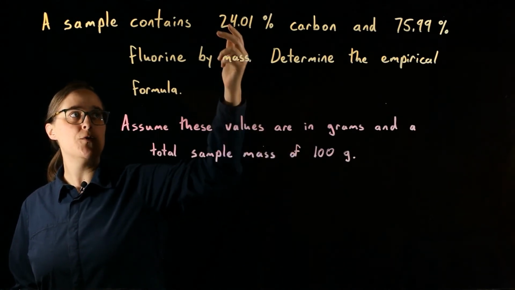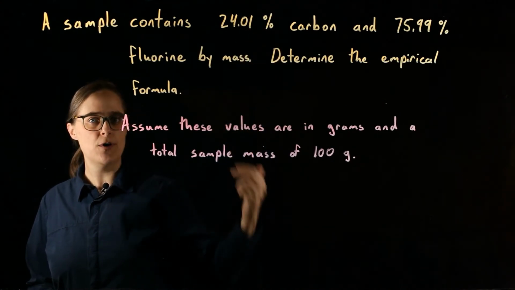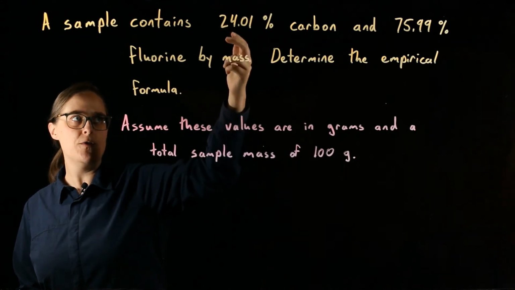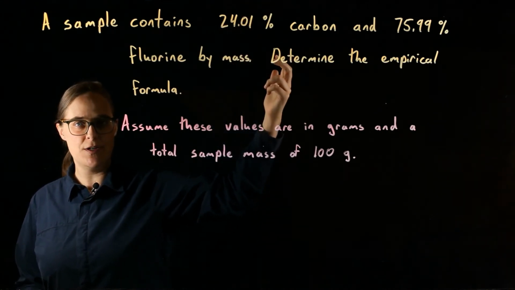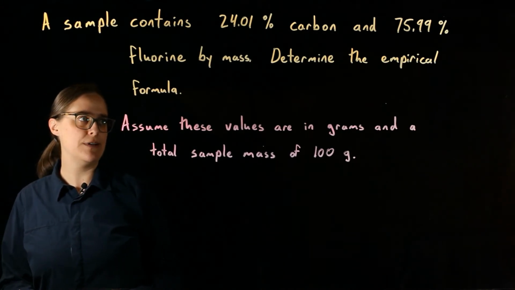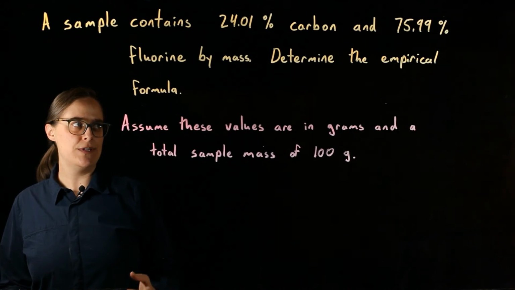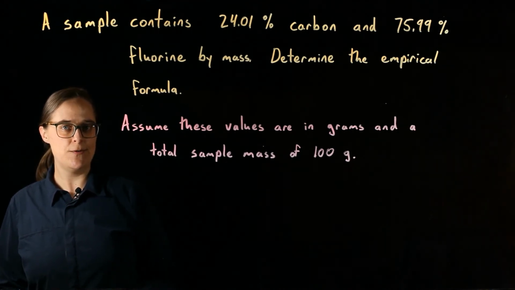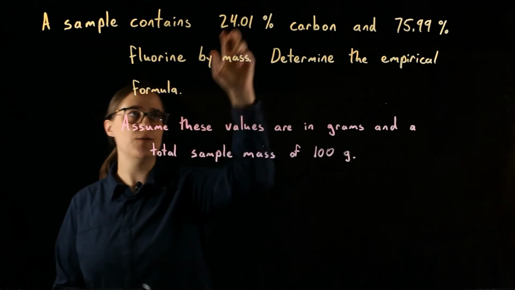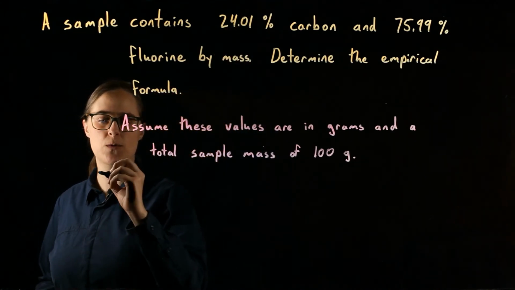So if you had 24.01 grams of carbon and your total sample had a mass of 100 grams, you would have 24.01% carbon by mass. Likewise for fluorine, the math would work out there as well. When you make this assumption, you can do this problem the exact same way that you did the previous example problems. I am going to take 24.01 grams of carbon and convert it into moles.